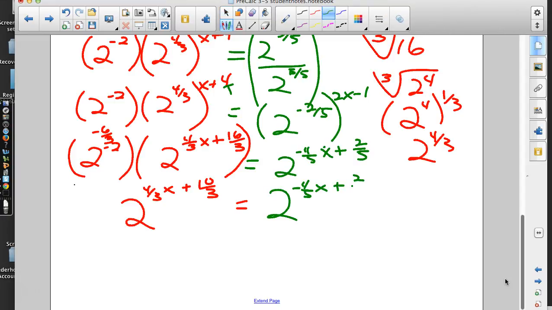Where did the -6/3 come from? This was a -2. So to get a common denominator, we'll do that over 3. So far, so good? Just a lot of algebra, right? Okay, now, what do you think we can do?